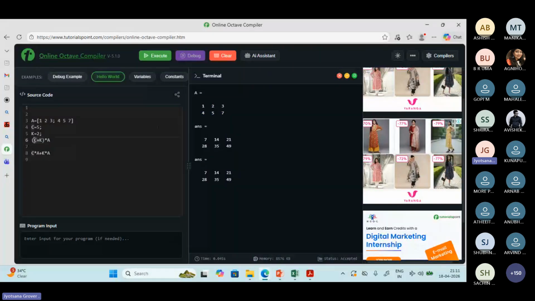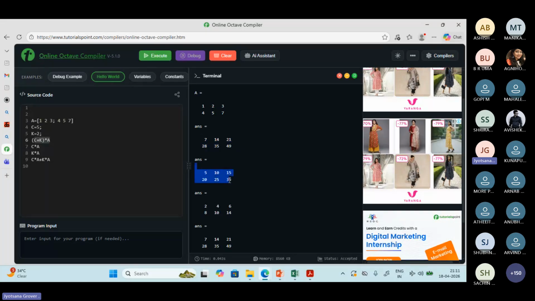Next, now I'm saying this is same as C into A plus K into A. That means you multiply first scalar with A. Then you multiply second scalar with A and then you do the addition. So this result will be the same. C into A plus K into A is same as this. Just see, this is your C plus K into A. C is 5, K is 2. So 7 into A. So this is this result.